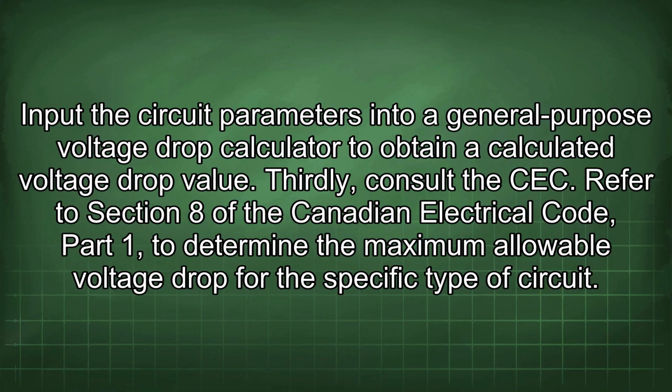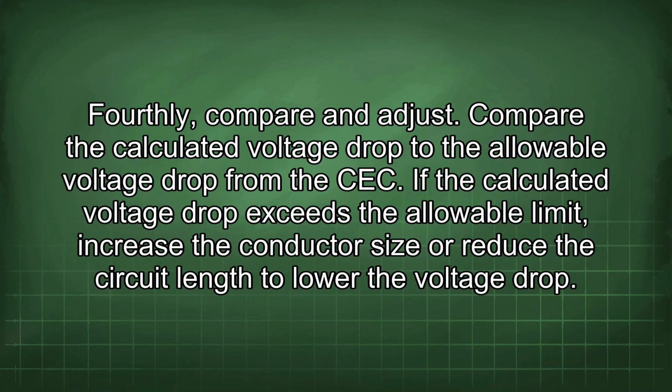Thirdly, consult the CEC. Refer to Section 8 of the Canadian Electrical Code, Part 1, to determine the maximum allowable voltage drop for the specific type of circuit. Fourthly, compare and adjust. Compare the calculated voltage drop to the allowable voltage drop from the CEC.